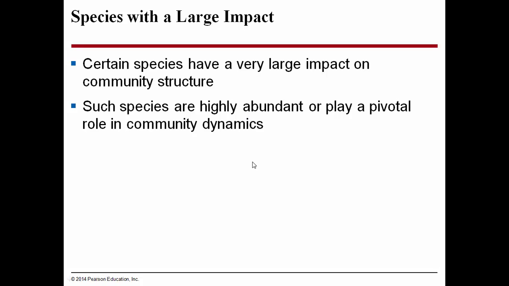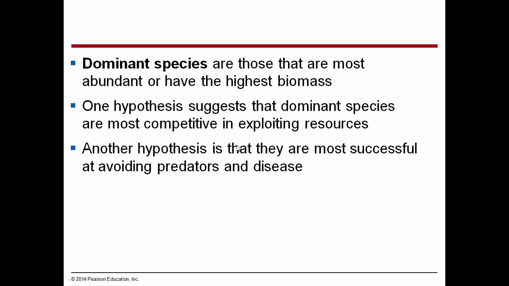Certain species have a very large impact on community structure. Such species are highly abundant or play pivotal roles in the community dynamics. Dominant species are those that are the most abundant or have the highest biomass. One hypothesis suggests that dominant species are the most competitive in exploiting resources. Other hypotheses say they are most successful at avoiding predators and diseases. So these are like the most abundant species in a given ecosystem.